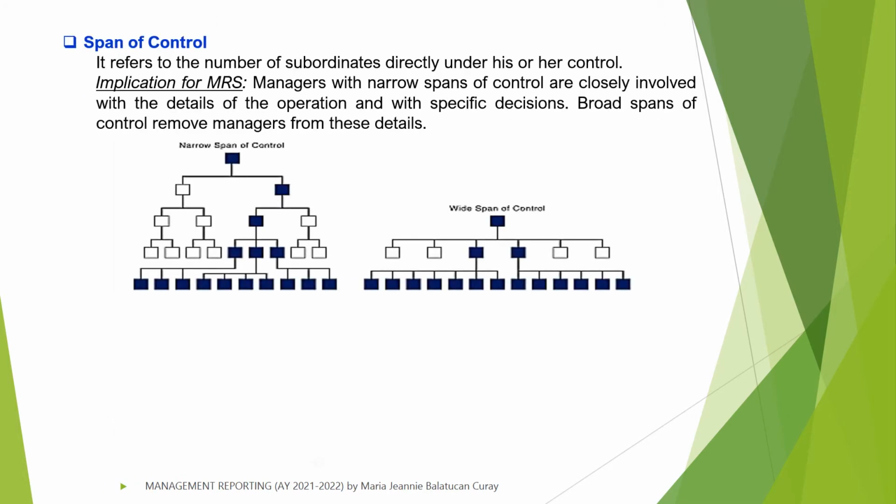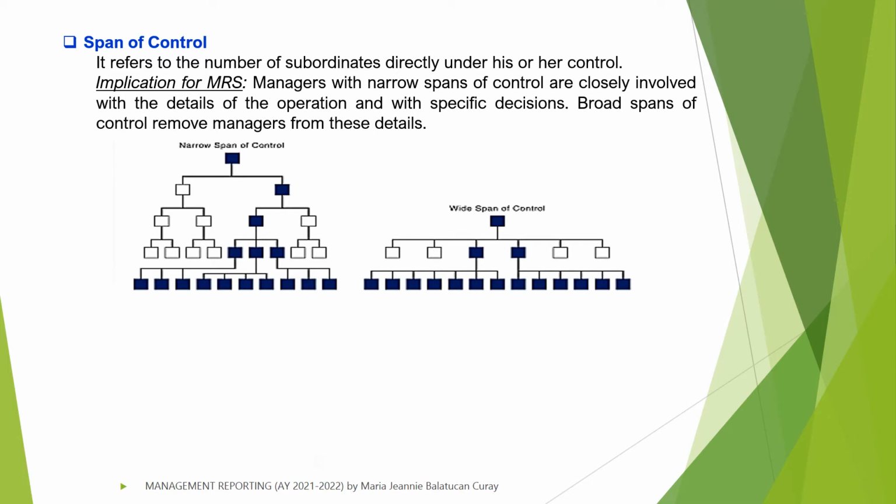The third principle is span of control. So it refers to the number of subordinates directly under his or her control. So the size of the span has an impact on the organization's physical structure. So, a firm with a narrow span of control has fewer subordinates reporting directly to managers. Then, firms with broad spans of control or more subordinates reporting to each manager tend to have wider structures with fewer levels of management.